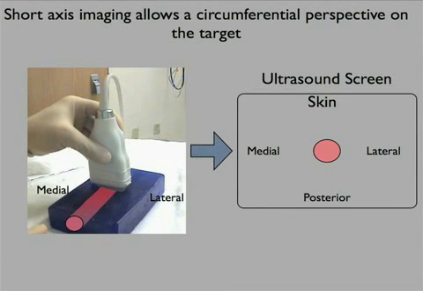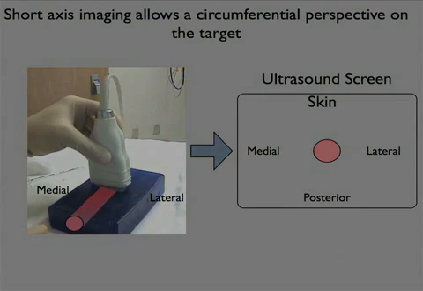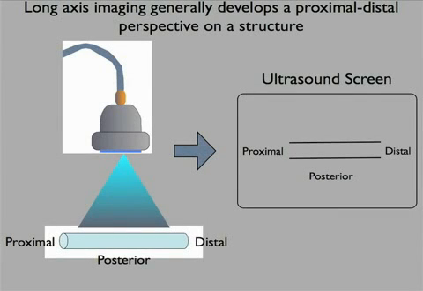The short axis view allows a circumferential perspective on the target. In this example here, we have a superficial anterior perspective by the skin, a lateral and medial perspective, and a posterior perspective. Here in this example of the long axis view, note that you have lost the circumferential perspective on the target structure. Instead, we simply have a proximal distal perspective and a posterior perspective.